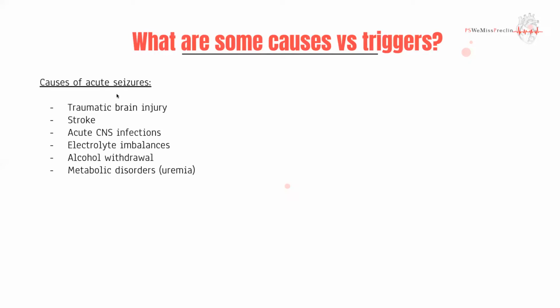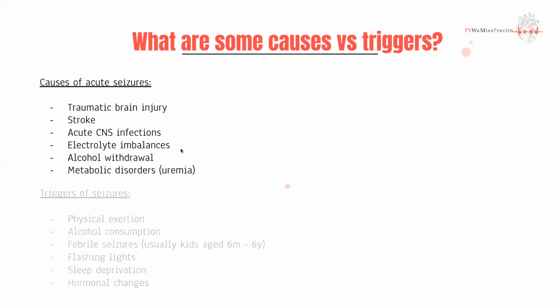So here are some causes of acute seizures, including traumatic brain injuries, strokes, infections. Electrolyte imbalances are a very big one. Alcohol withdrawal, also a very big one, and a very big thing we look for in psychiatry, where we have patients with severe alcohol dependence coming in for detox. And then uremia as well, specifically.